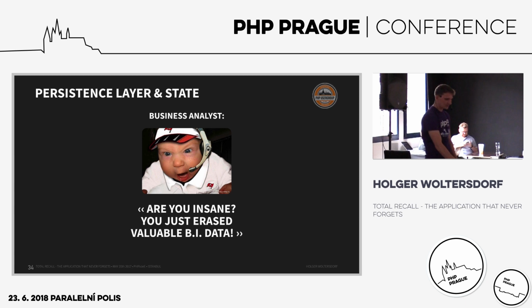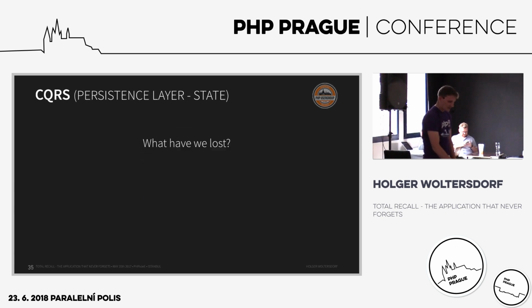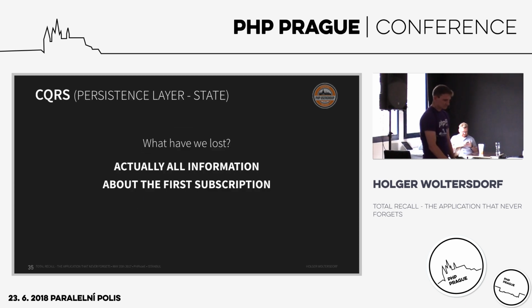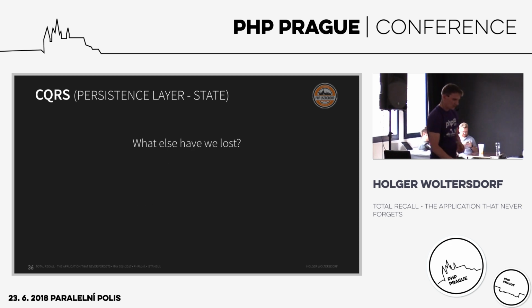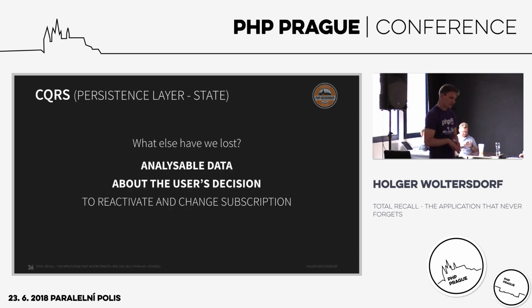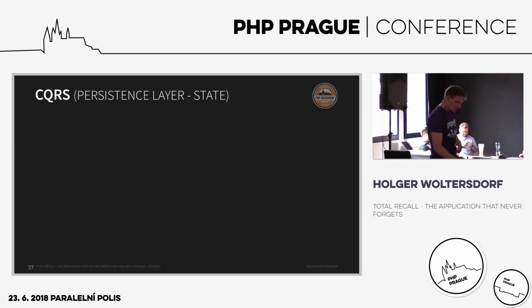So if we have a look at what we have lost, we actually have lost any information about the first subscription. We don't know when the first subscription happened, we don't know when he unsubscribed, and so on. The only thing that stayed the same were the email address and my full name. And what else have we lost? We lost analyzable data about the user decisions to react on changing subscriptions.